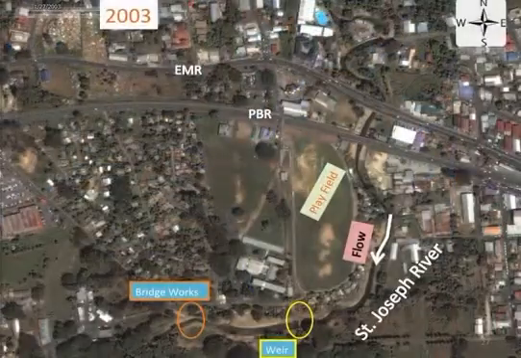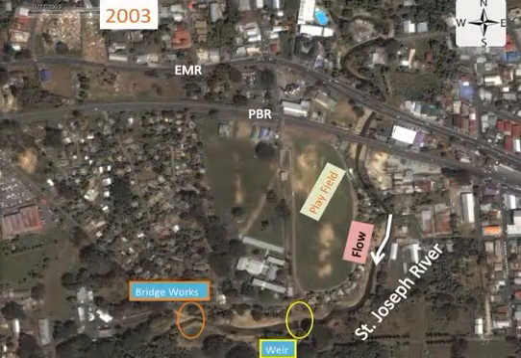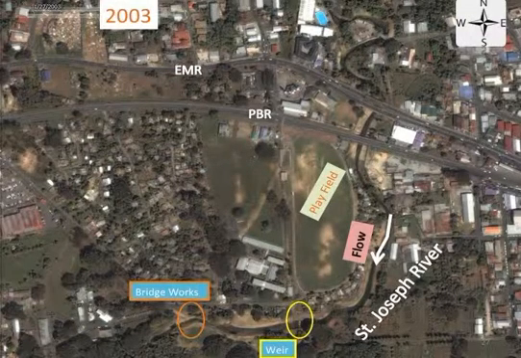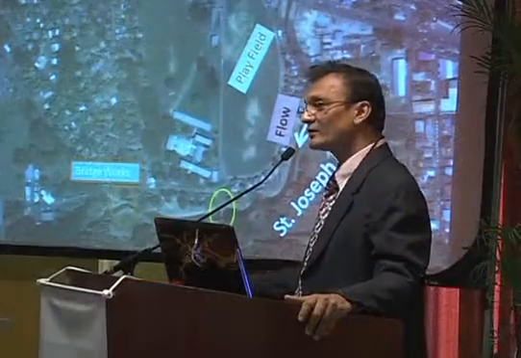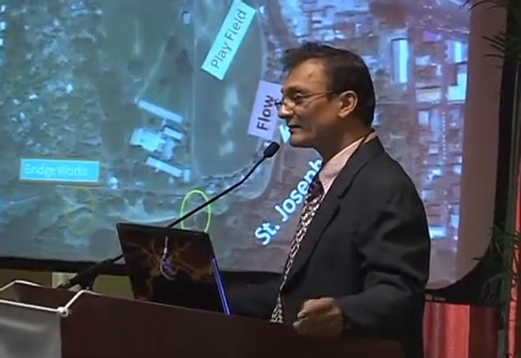So you've heard about the EMR, the Eastern Main Road. This is the St. Joseph River here, the priority bus route. This white is concrete paving of the bed to protect the abutments of those bridges and to retain the banks, to prevent erosion.